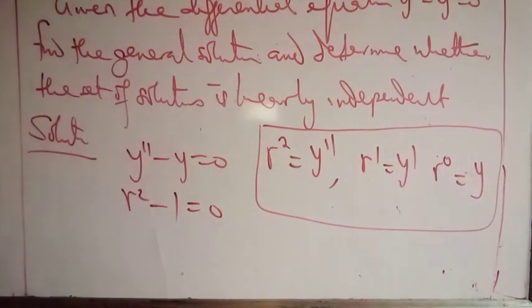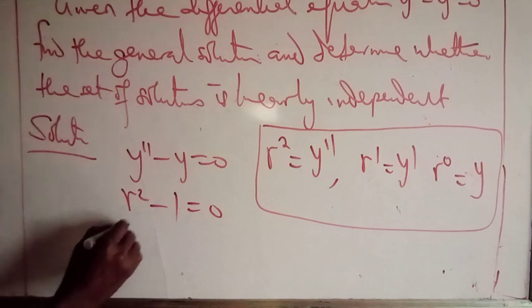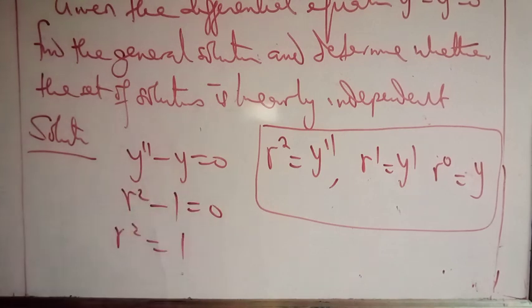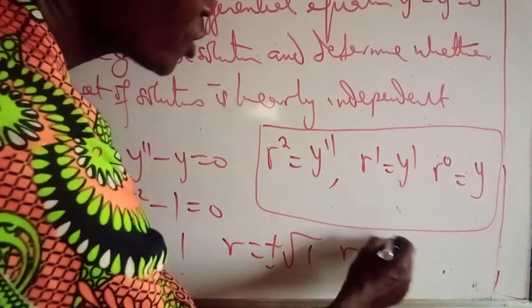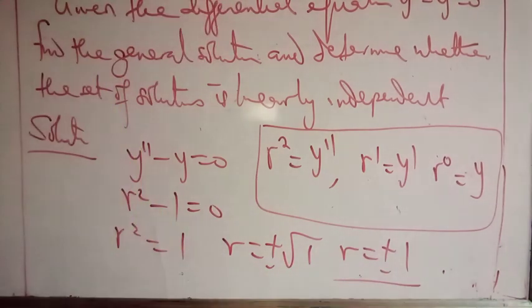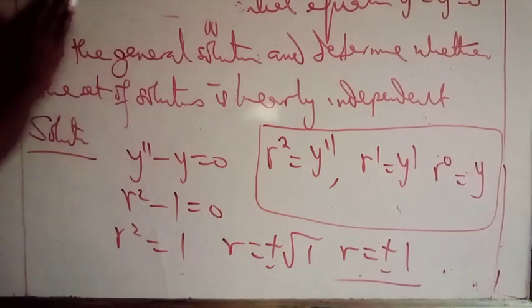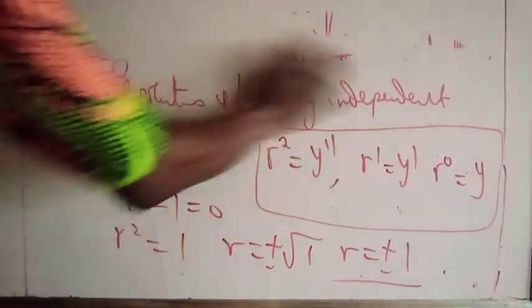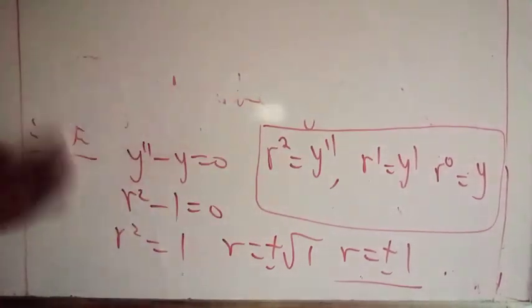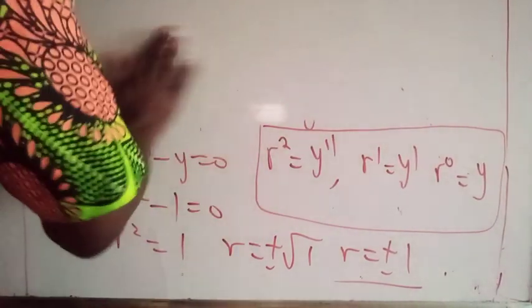This will equal 0. Now r square will be equal to 1, but by the time this one comes here, it becomes plus. So r will be equal to plus or minus square root of 1, so r will be equal to plus or minus 1. That means we have two values of r. The first one is plus 1, the second one is minus 1. So let's write that out before we get our general solution.